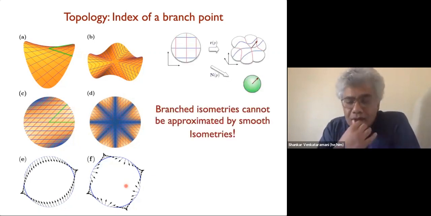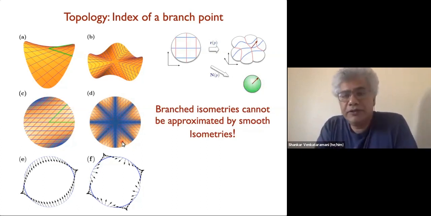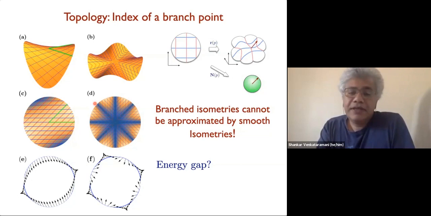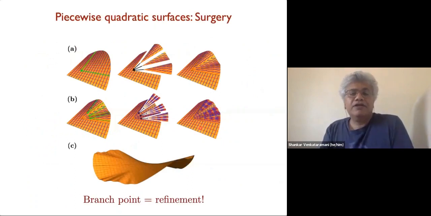Okay, so the key message in what we've done is that these branched isometries cannot be approximated by smooth isometries. So this thing cannot be approximated by C2 solutions of the same equation. And so in particular, this leaves open the possibility that if there are functions which are continuous in whatever sense we are trying to approximate, I have to make that precise, there can be an energy gap for these functions. These have consequences for numerics and so on. So that's going to be the rest of my talk.